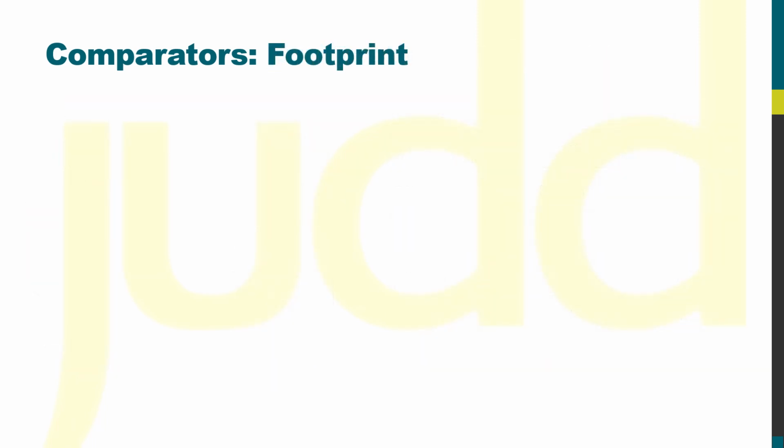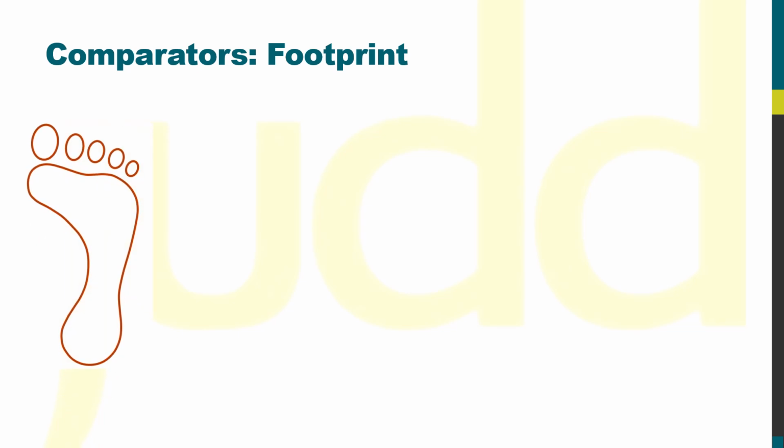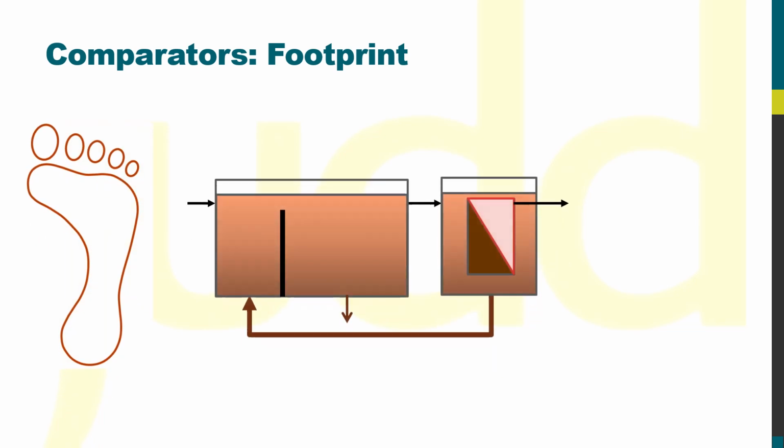Now, let's consider footprint. Since MBRs operate at higher MLSS concentrations, the number of active microorganisms are concentrated into a smaller volume than for a CAS. This means that the process tanks of an MBR can be made smaller than for a CAS. And the same is also true of the solids-liquid separation step.